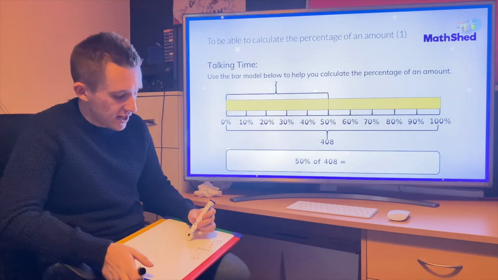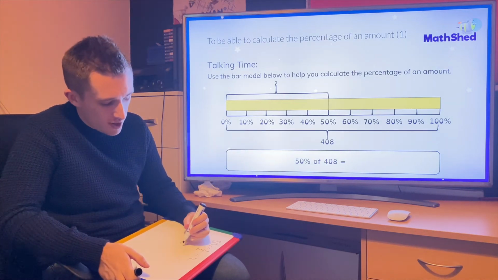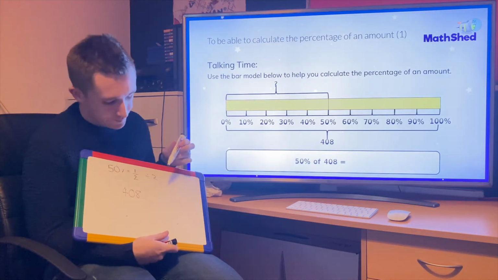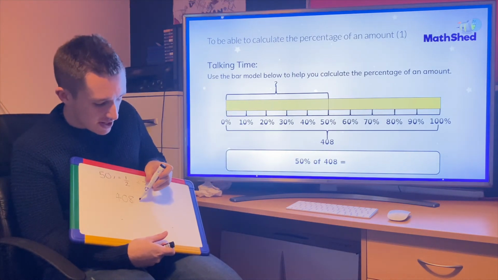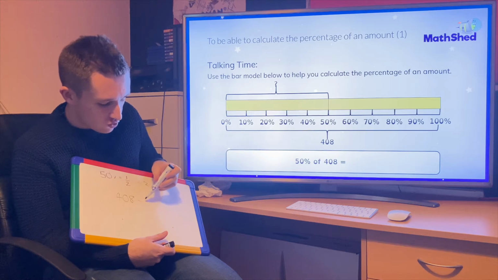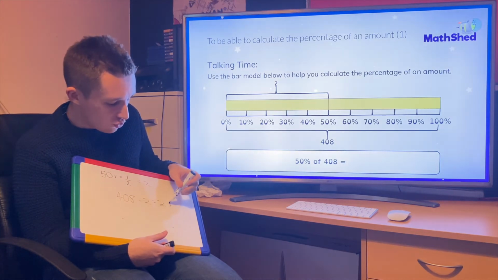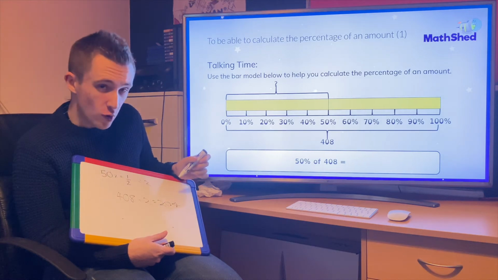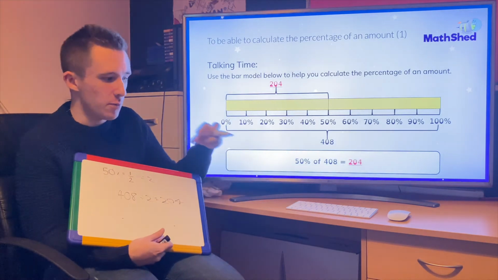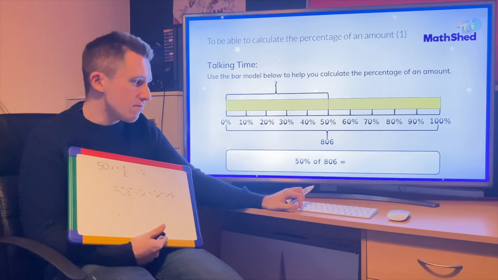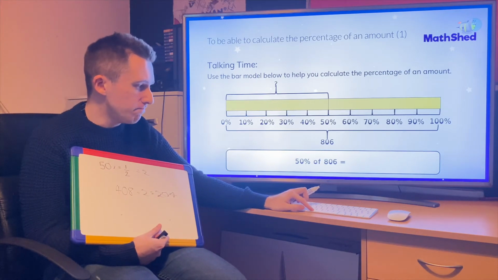Okay, so you've got the same thing again. We're still dividing by 2 because it's a half, but we're dividing 408 by 2. So 408 divided by 2 would equal 204. And there we go. 50% of 806, again, you just halve it, which would be 403.